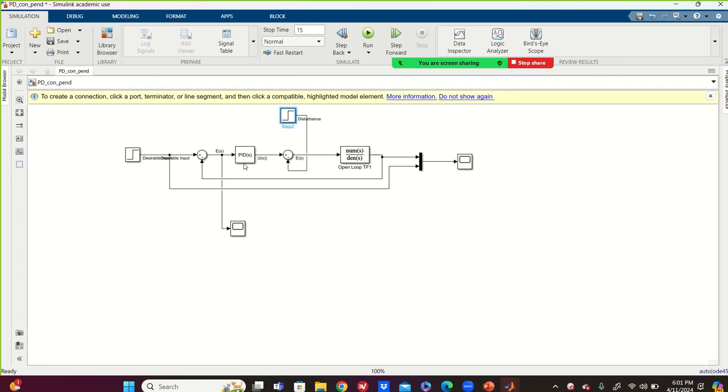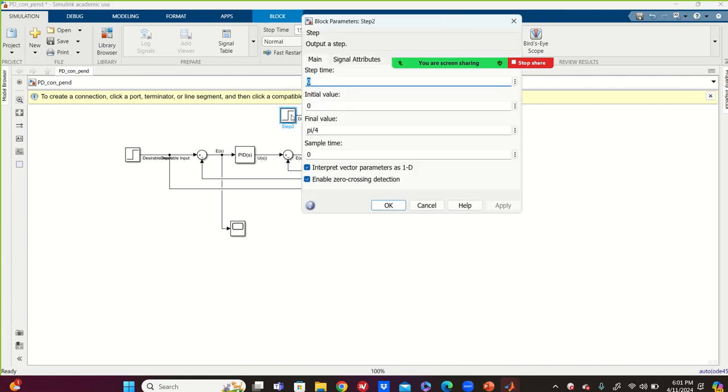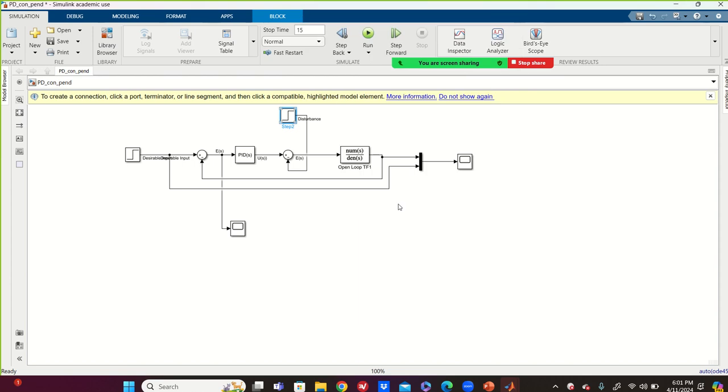So now let me see how this works. The runtime is 15 seconds, that's right. The disturbance happens at 4 seconds, so the step time is 4 seconds. Here we go. Now I'm saving it, and I'm running.